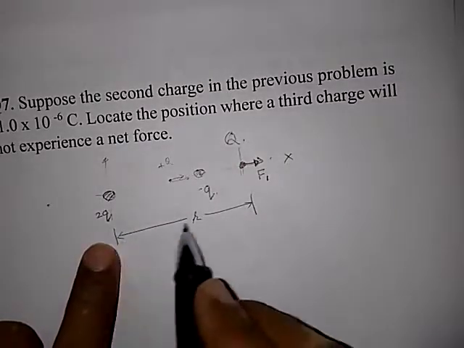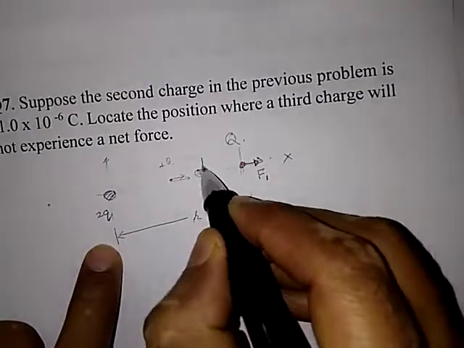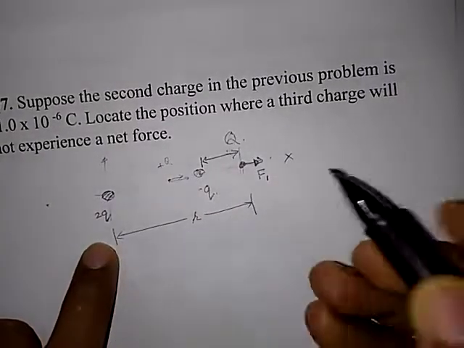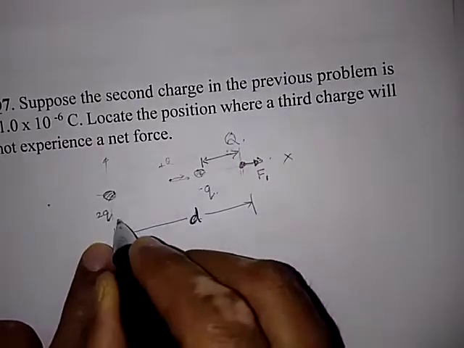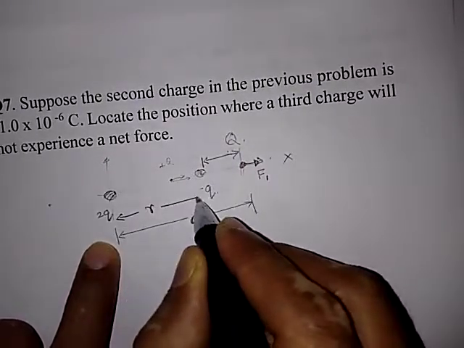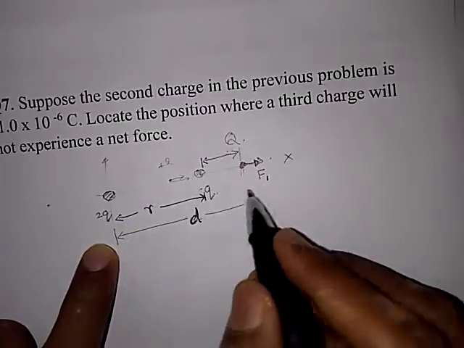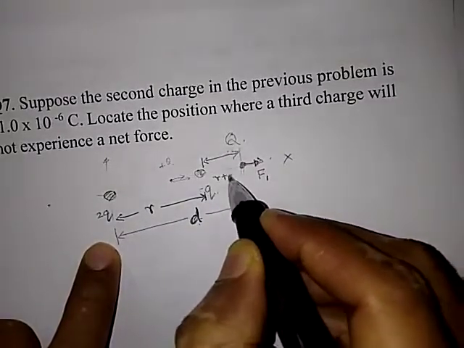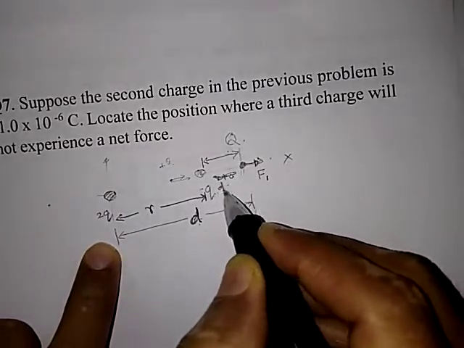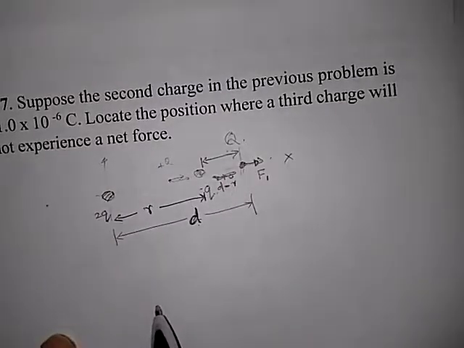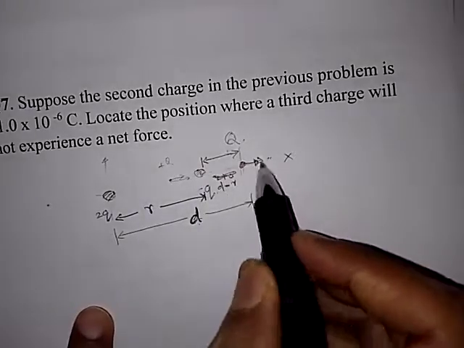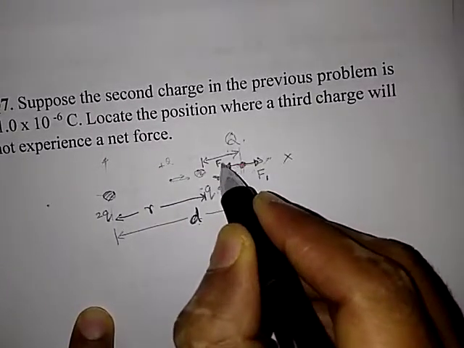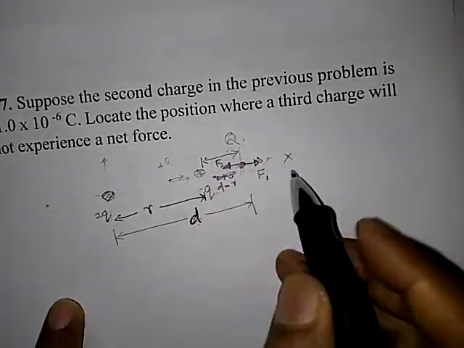We know this distance, we call it, let's say, distance r, and the other distance we call d. R is known, and we need to find out the distance d. So this distance becomes d minus r. So we need to find out F1, and under what condition F1 becomes equal to F2.